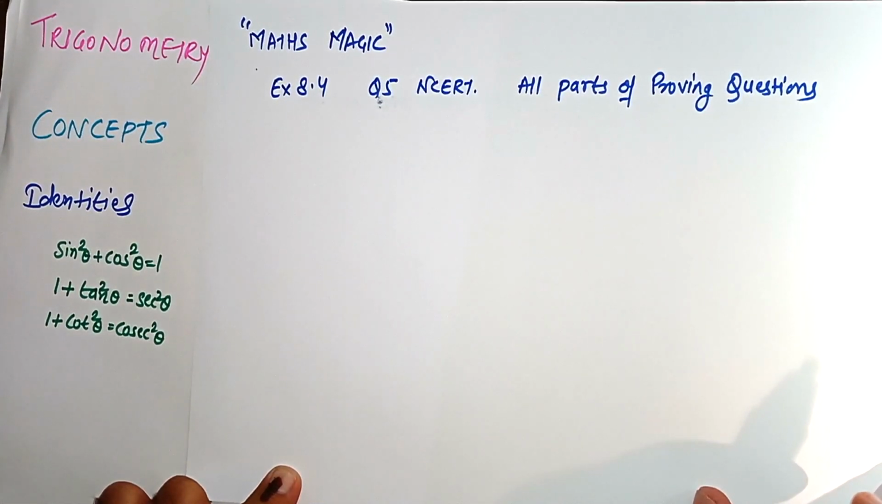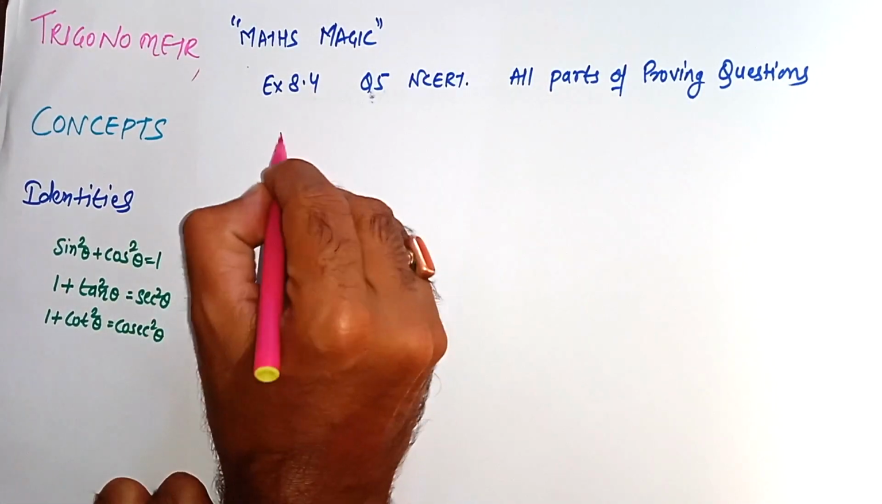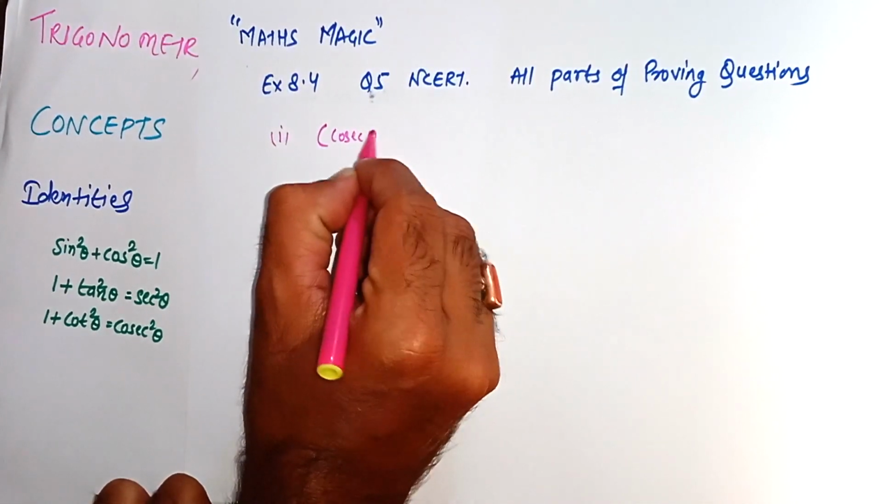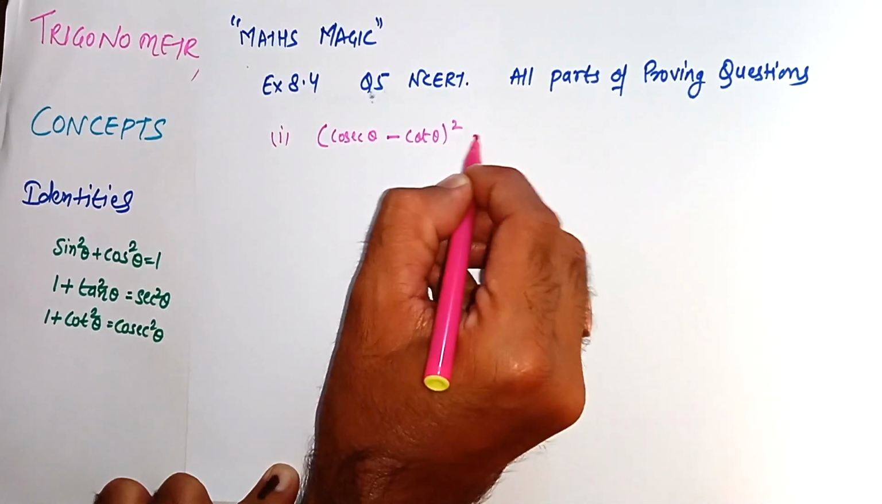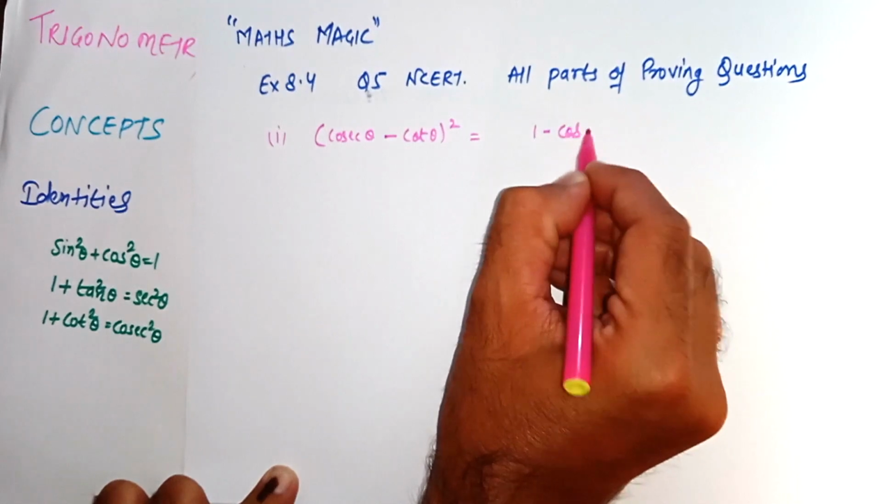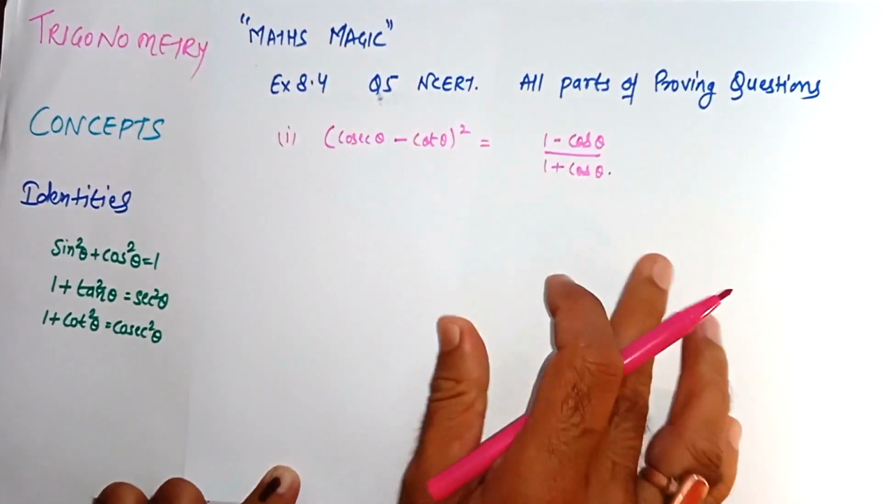In this video, I'll also tell you a few basic things about how you should write the answers in your question paper so that your teacher gets impressed. So let's start with part 1, which is cosec theta minus cot theta whole square is equal to 1 minus cos theta over 1 plus cos theta. So let's pick up the LHS.